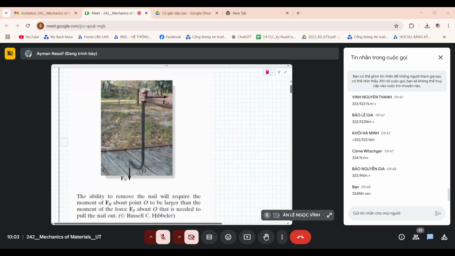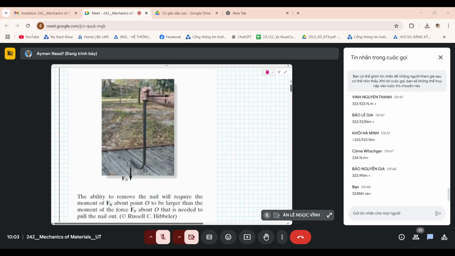So this is a little practical example about the moment, and you will encounter the idea of moment in engineering and structures and buildings, bridges, skyscrapers, towers, everywhere. But here is a simplistic example. This tool is used to remove nails. There is a nail here, and this tool is used to remove the nail out. So this tool is resting at this point, and then you're pulling it here, and the nail is resisting here.